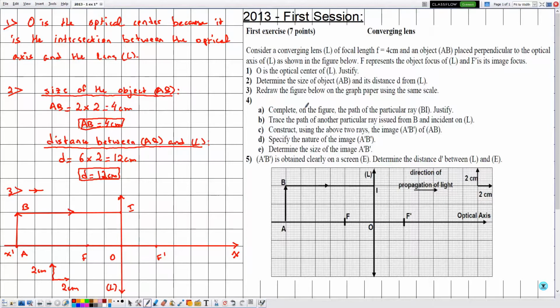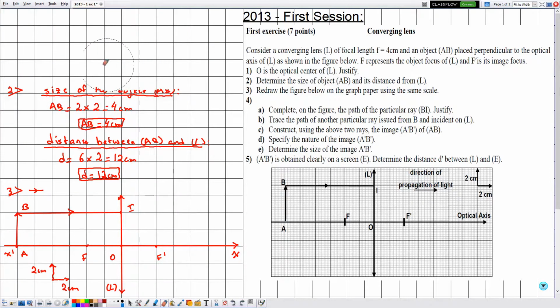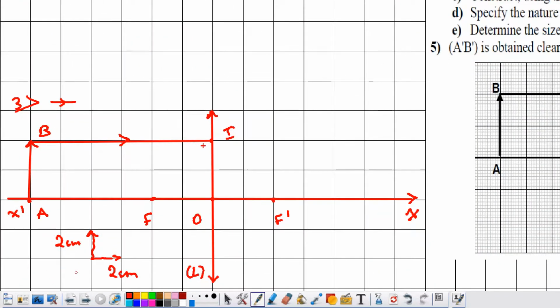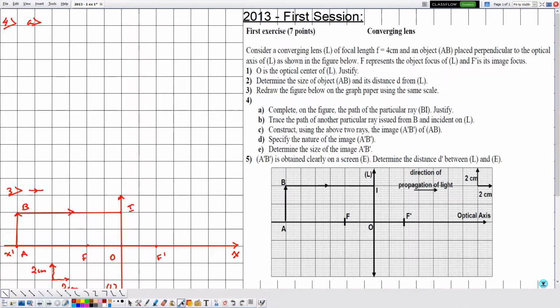Now in part 4 A, they are telling me to complete on the figure the path of the particular ray BI and justify. So we need to trace and justify the path of the ray BI. Let's do the tracing first. Notice that BI is an incident luminous ray parallel to the optical axis, and we know that an incident parallel ray is related to the image focus. Therefore, this ray will emerge passing through the image focus like this.